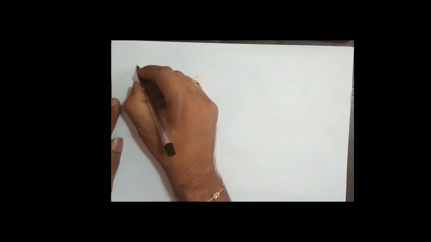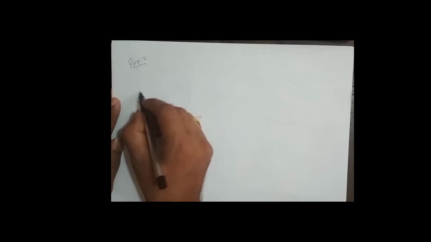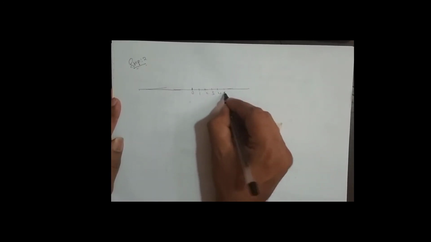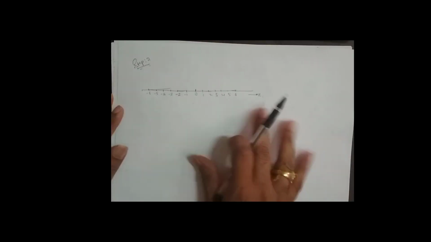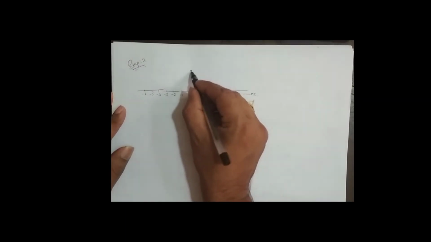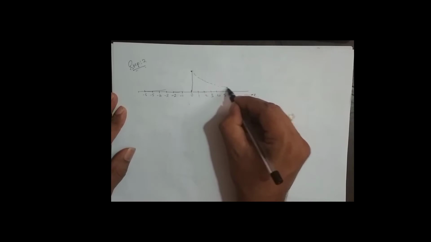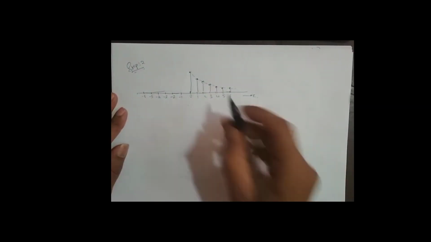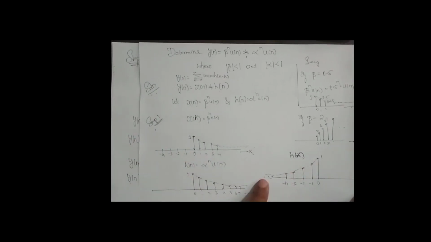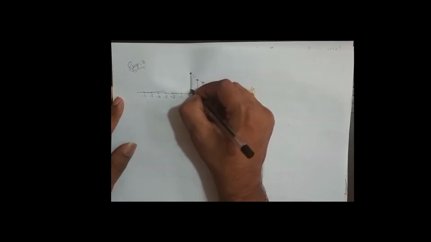So step 2 is I need to bring 0, 1, 2, 3, 4, 5, 6, so minus 1, minus 2, minus 3. So this is k. I need to bring both the x of k sequence and the h of minus k sequence in a single k axis, right? Independent variable. So x of k is an exponentially decreasing sequence. It is like this. Don't worry about the value of these samples, we are going to put it generally, right? Whereas h of minus k is like this, which starts from 0 and ends at minus infinity. So h of minus k also starts from here and goes till minus infinity.